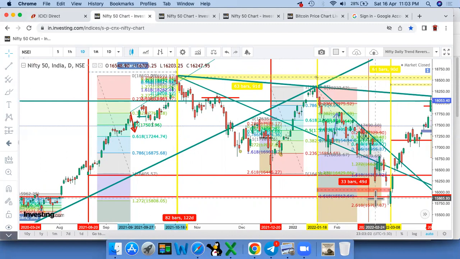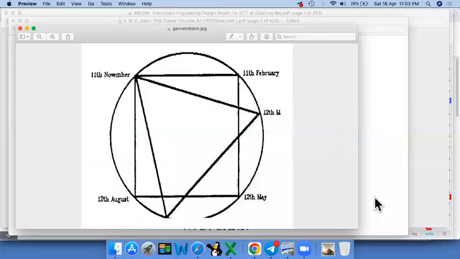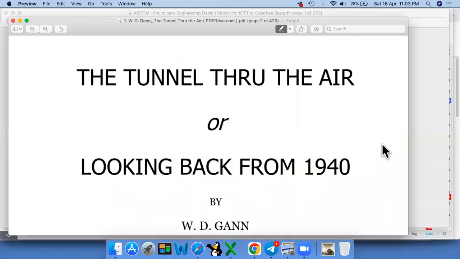So as we told, we have studied about two parts, and basically this chapter will be covering more of the doubts that people have raised. Many people were asking why don't you tell us a few of the things from the books. So today we'll be studying the book by WD Gann, The Tunnel Through the Air, or Looking Back from 1940, which is again by WD Gann, right?